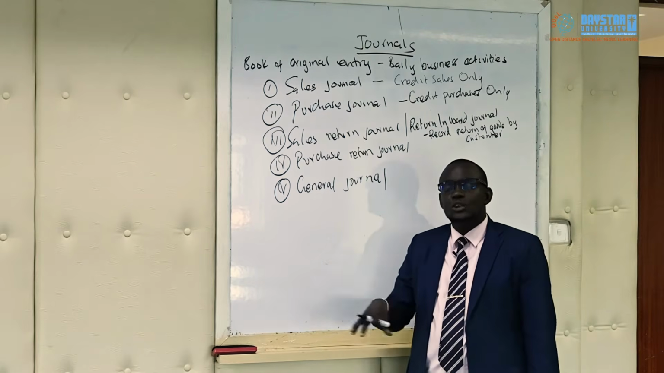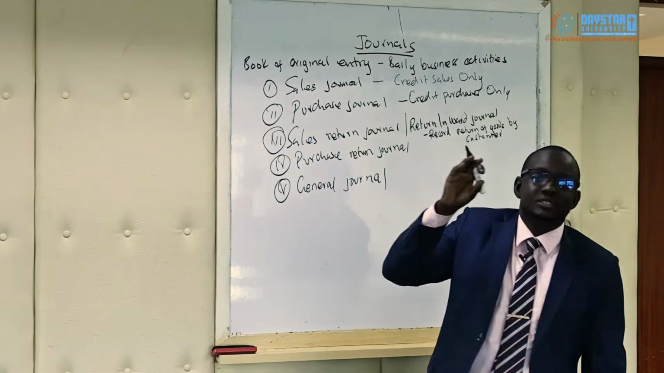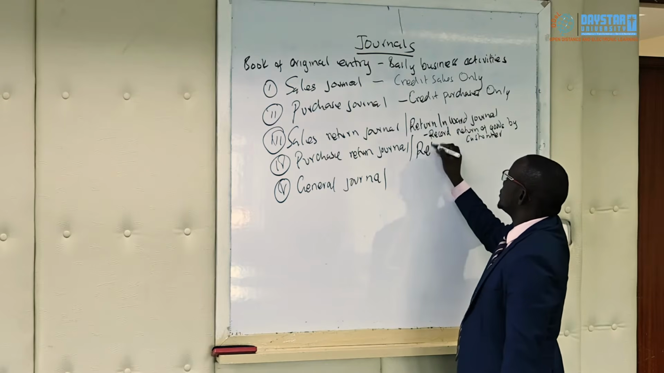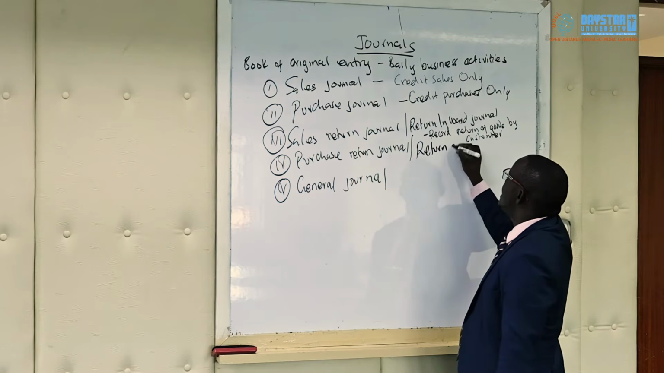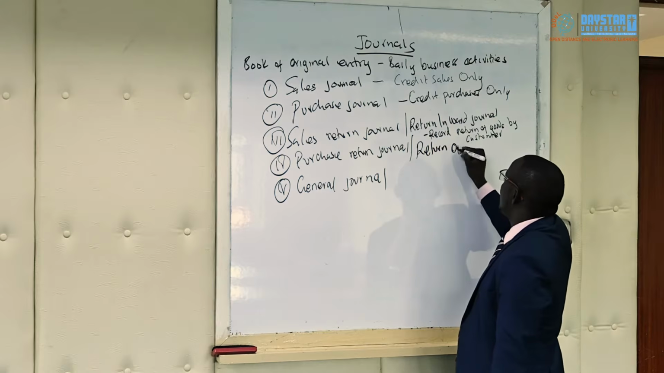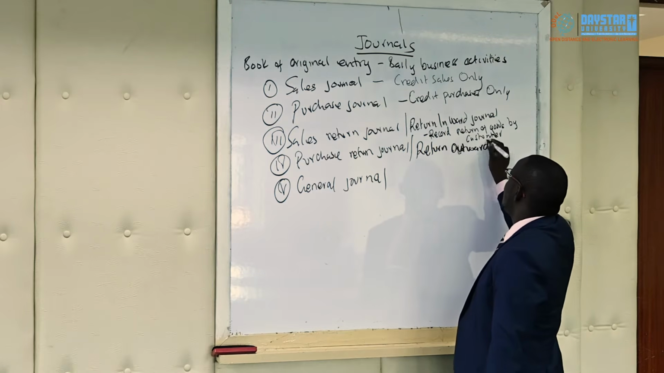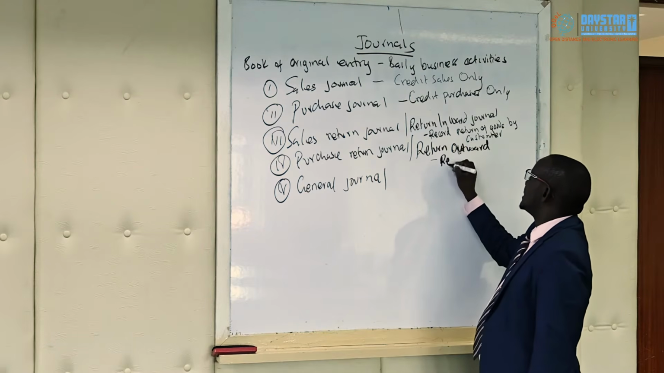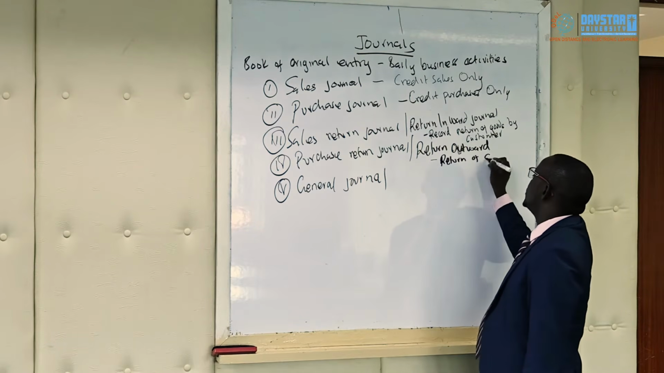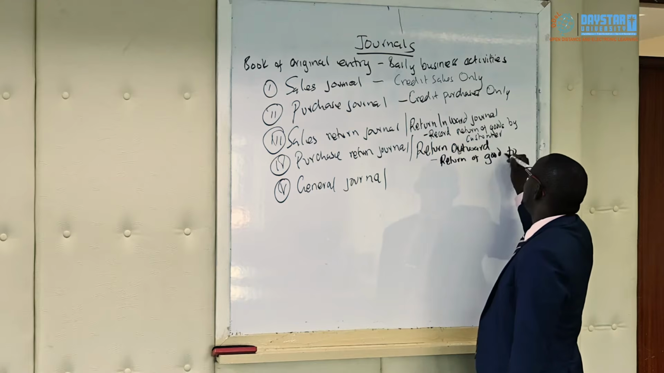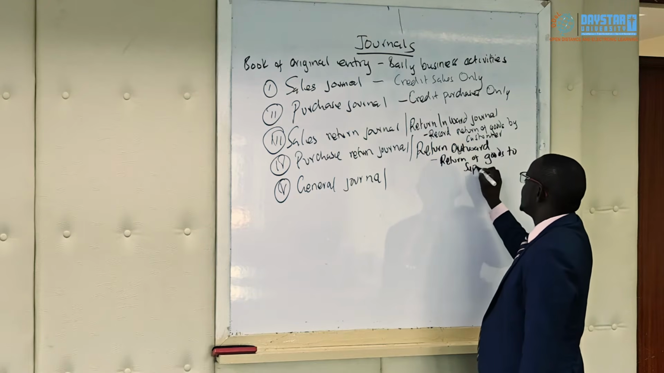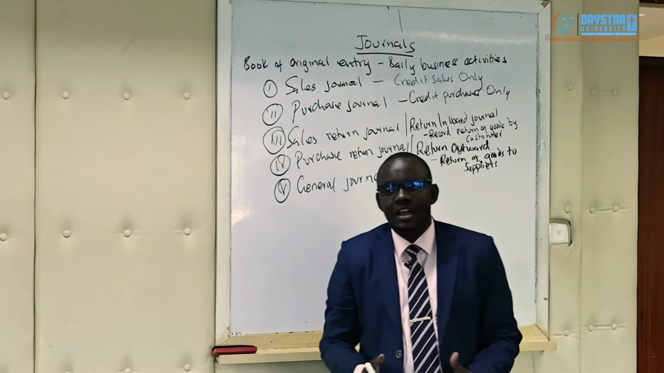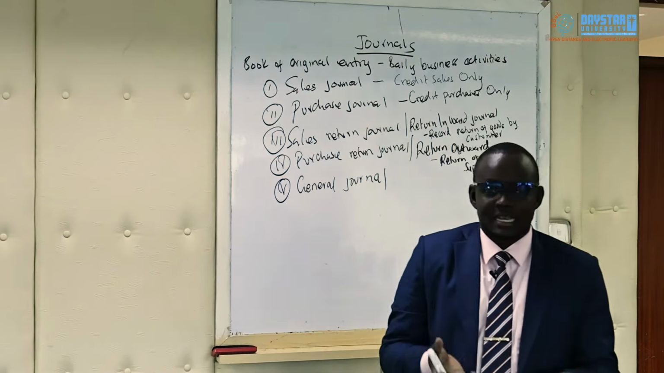Since we are taking that good out of our premises, we call it return outward, because these goods are being taken out of our premises. This records return of goods to suppliers. These are goods that you had purchased, but for one reason or the other, you have to return them back to the supplier.